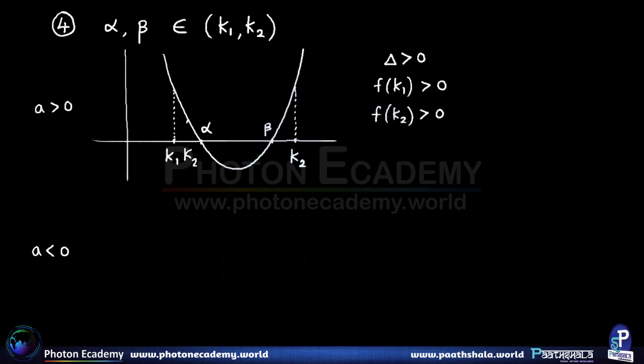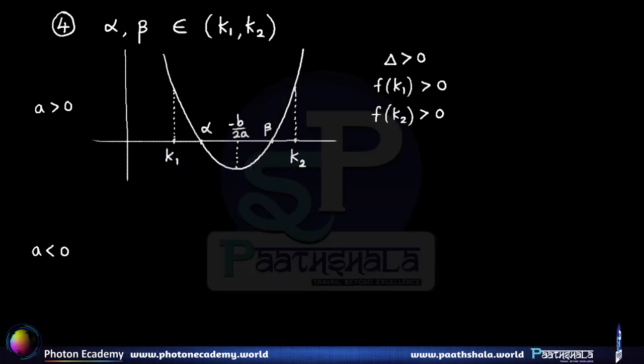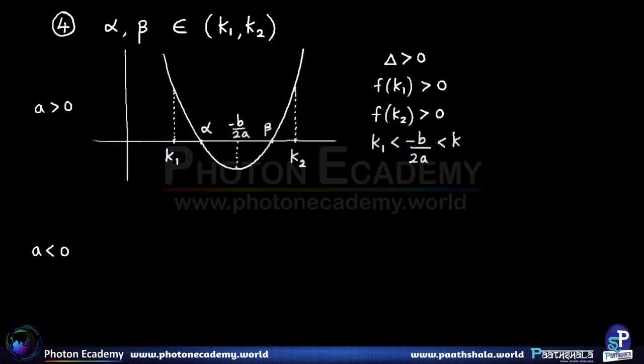So therefore we must put an additional restriction that minus b upon 2a, as we know, this number must lie between k1 and k2. So therefore let us put that additional restriction that k1 has to be less than minus b by 2a, less than k2, and we of course have a greater than 0 because it's a parabola opening upwards, of course.